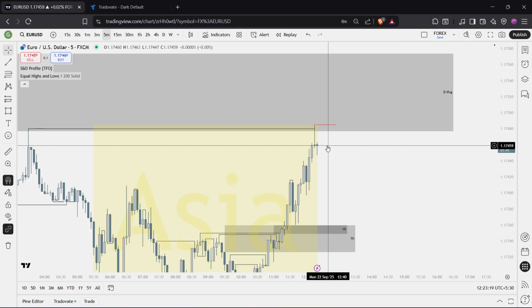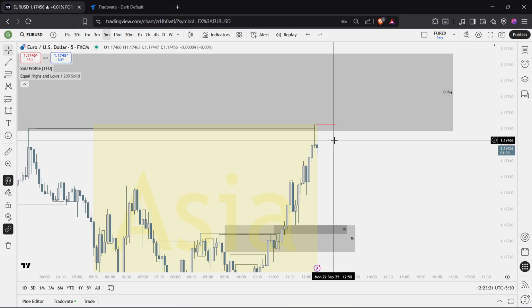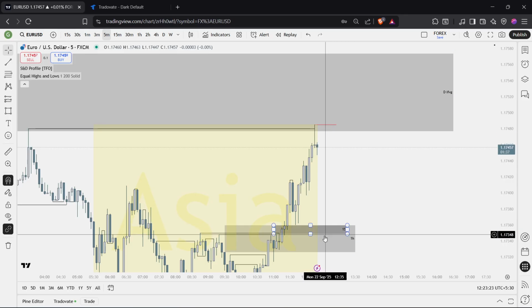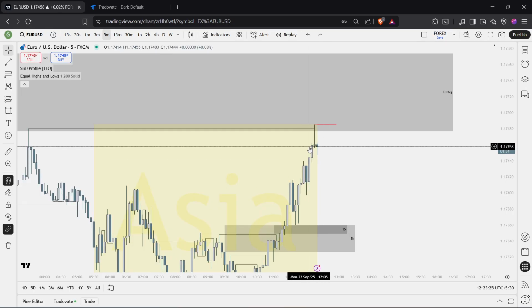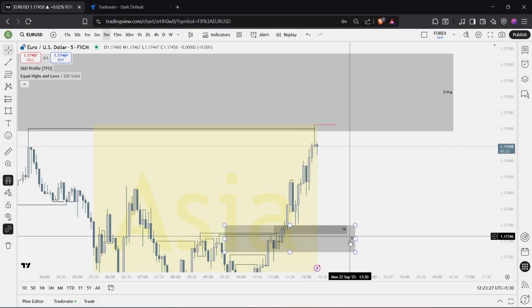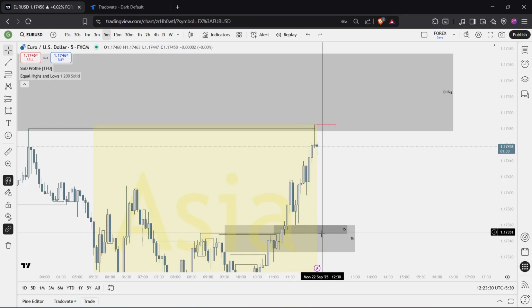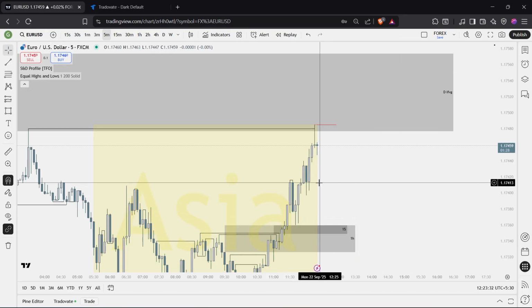Let's see. I would like to see some sort of manipulation to the upside. If we do see that, then this will be my nearest drop. But if we don't see that, we would like to consolidate here, then come here and do some manipulation, then eventually head up to the upside. Now, there are no news today.